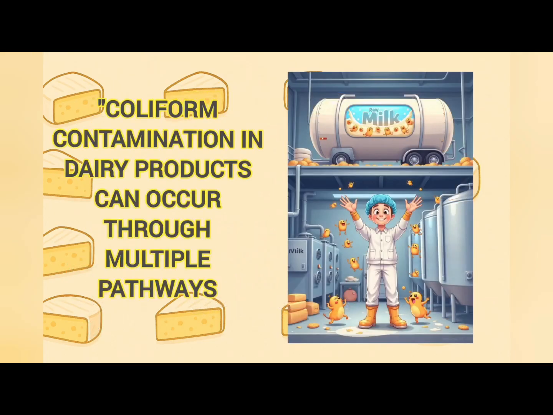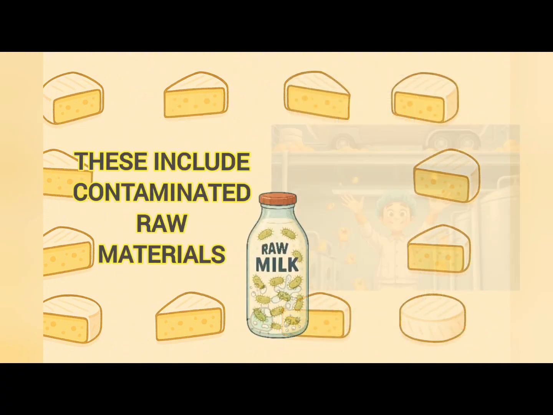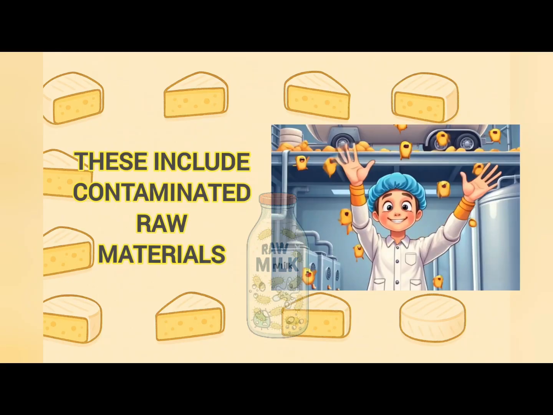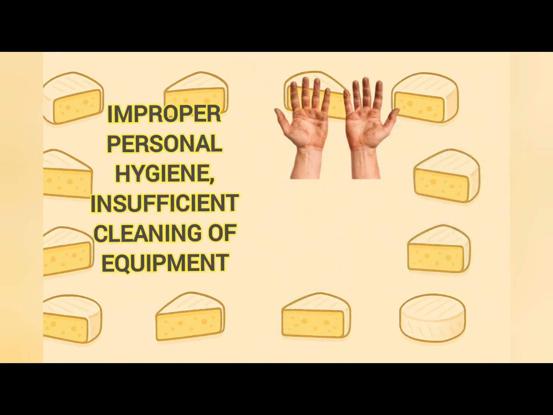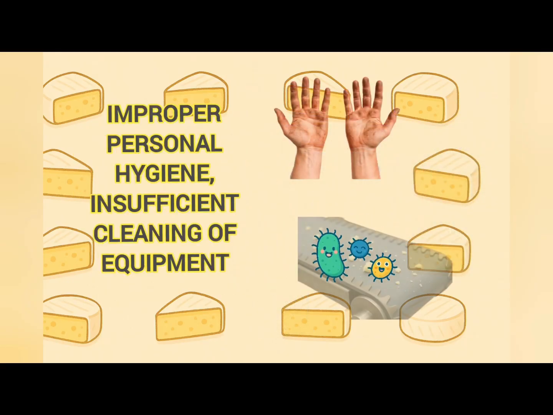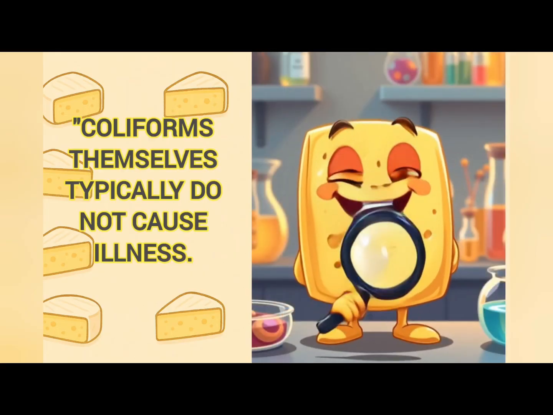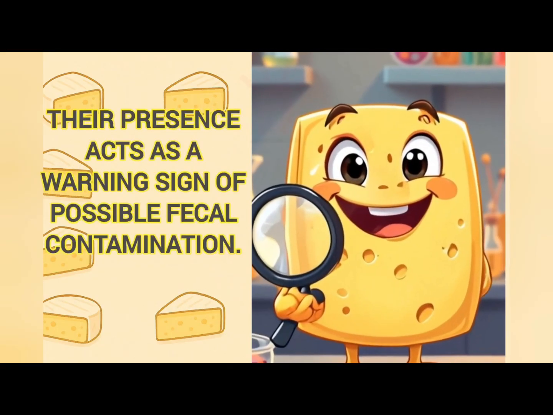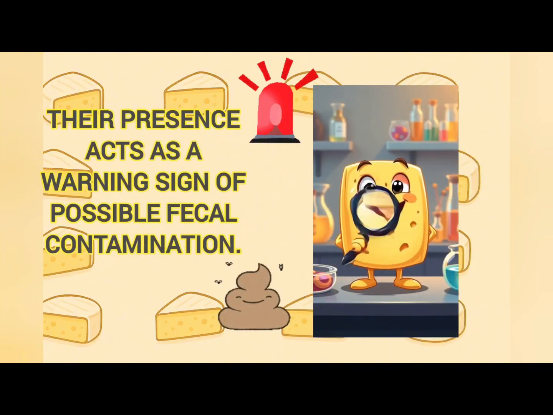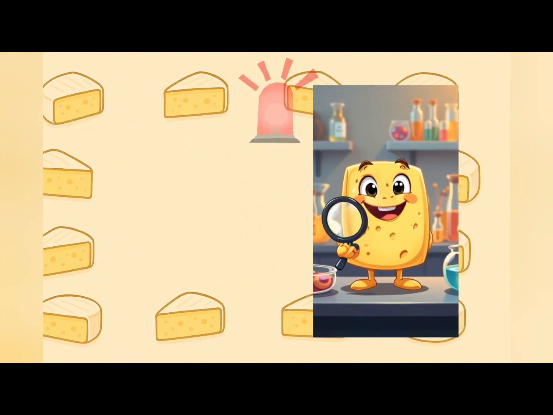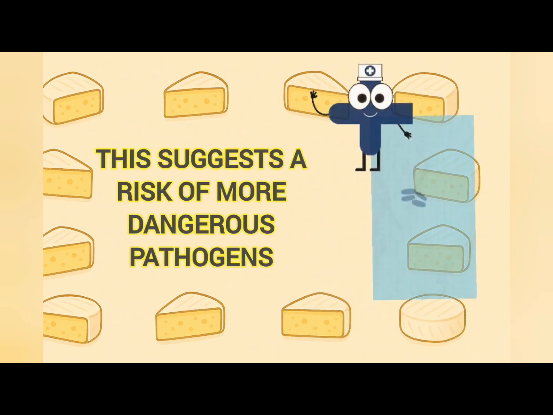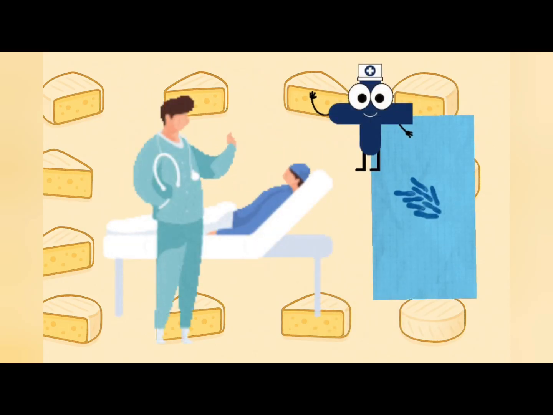Coliform contamination in dairy products can occur through multiple pathways. These include contaminated raw materials, improper personal hygiene among staff, insufficient cleaning of equipment, and the use of contaminated water during production. Coliforms themselves typically do not cause illness. However, their presence acts as a warning sign of possible fecal contamination. This suggests a risk of more dangerous pathogens, which could threaten consumer health if not addressed promptly.